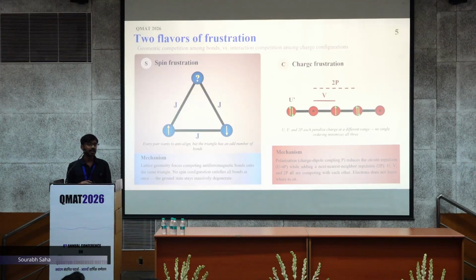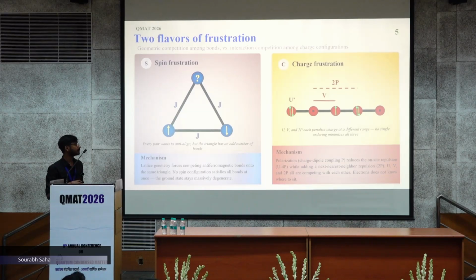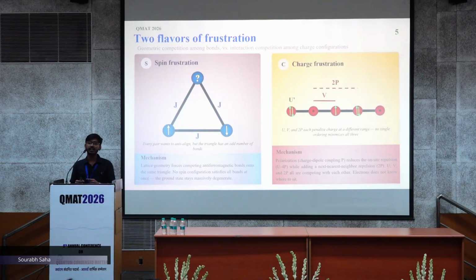But in our system, frustration arises in a different way. It is not because of the geometry of the system, it is because of the different interaction terms in our Hamiltonian. As I already told you, in our Hamiltonian we have U, V and P. U tries to avoid double occupancy. V tries to separate charge between neighboring sites. And because of the 2P term, electrons try to avoid the next nearest neighbor sites. They are all competing with each other, and the electron doesn't know where to sit. This creates a competition, and we call this competition a charge frustration.